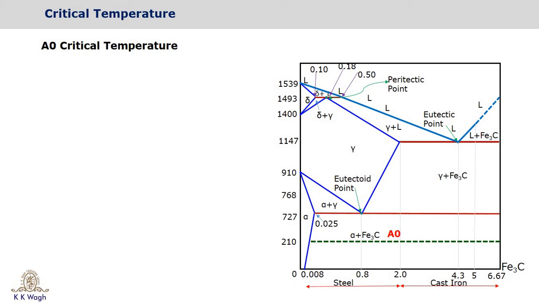In this session, we are going to discuss the critical temperatures. So, how to define the critical temperature? What is called as critical temperature? The temperature at which phase change takes place is called the critical temperature, or the temperature at which a change of magnetic property is observed, that temperature is called the critical temperature, right?